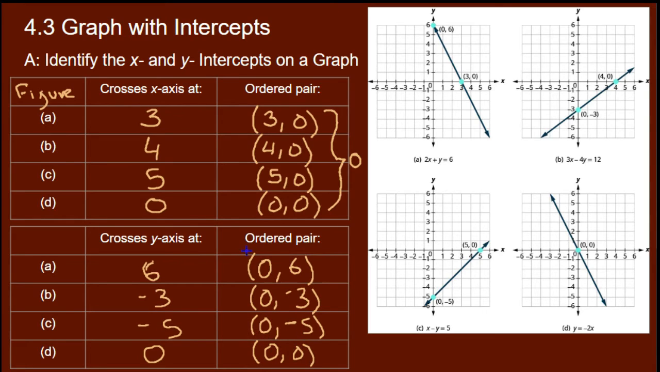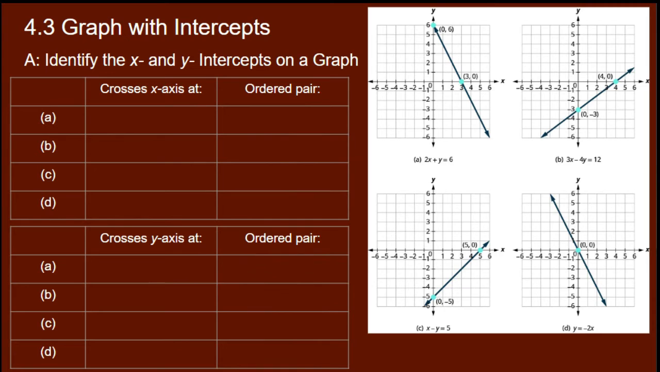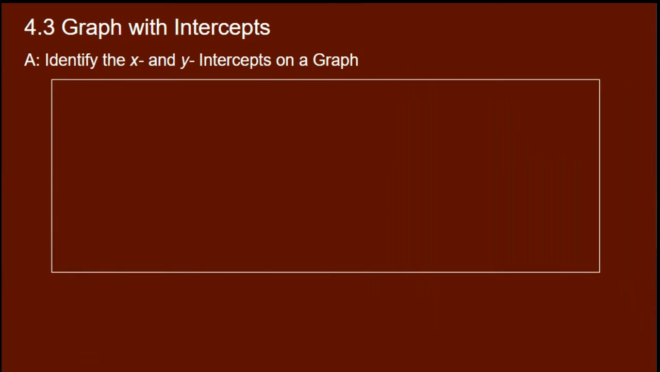What do you notice about these? All the x values are 0. So notice when we're finding the x-intercept, where it crosses the x-axis, the y is 0. When we're finding where it crosses the y-axis, the x is 0. So let's go ahead and put that down as a definition.